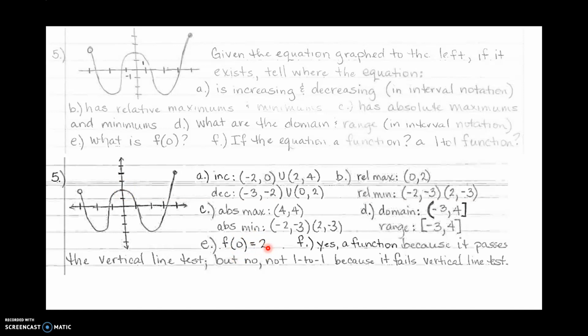And then they asked me, is this a function? If it's a function, then it has to pass the vertical line test. So that means I can draw vertical lines and not hit my graph in more than one spot. So yes, it is a function. Then they asked me, is it a one-to-one function? For it to be one-to-one, it has to pass both the vertical and the horizontal. So I'm going to do a horizontal line test, and you can see I hit my graph in more than one spot. So it is not one-to-one. So it is a function because it passes the vertical line test. It is not a one-to-one function because it does not pass the horizontal line test.